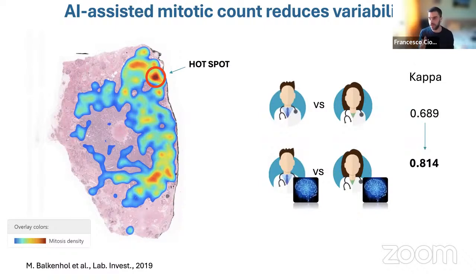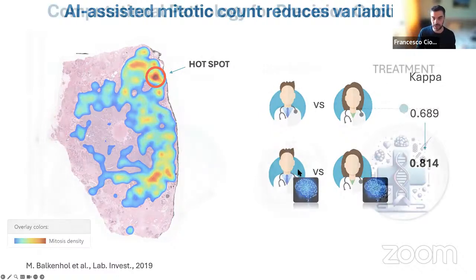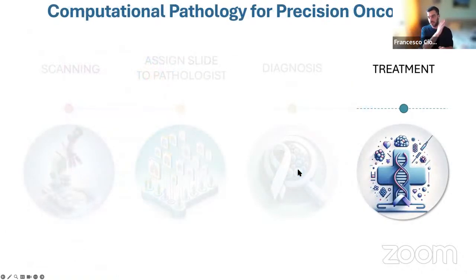So this was just, I mean, we can have more examples, but in the interest of time, I just use this one because I wanted to cover also the last part, which is about treatment. So let's say we have the slide, the pathologist gets it, there is a diagnosis, it's cancer, and we know it's an aggressive form of cancer, for example, triple negative. Next question is, should we give neoadjuvant chemotherapy to this patient, or should we go for something else?